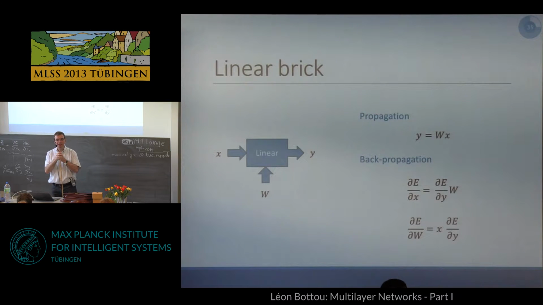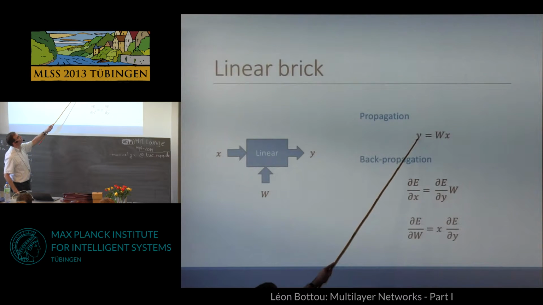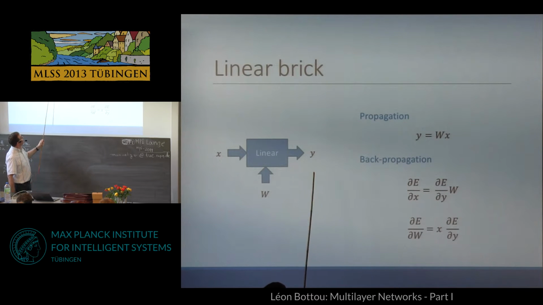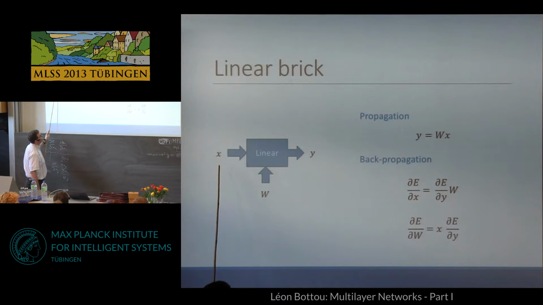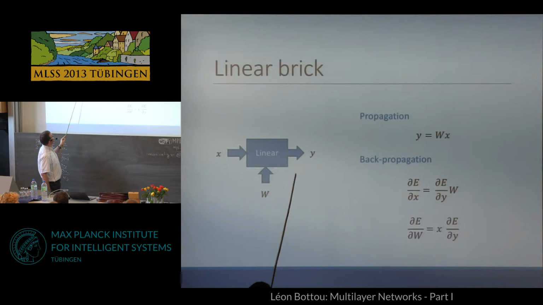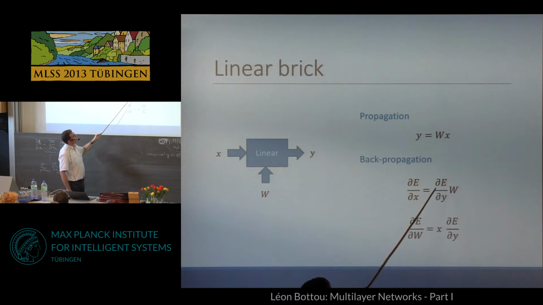First, let's consider a linear brick. I'm not going to speak anymore about a threshold unit or a sigma unit. That's just something that takes x and w, and computes the product y equals wx. And you can also backpropagate. If you know dE over dy, you can compute dE over dx by the chain rule, and dE over dw by the chain rule again. So this is a matrix. This is a column vector. This is a row vector. This is another row vector, and vice versa. But nothing complicated there.